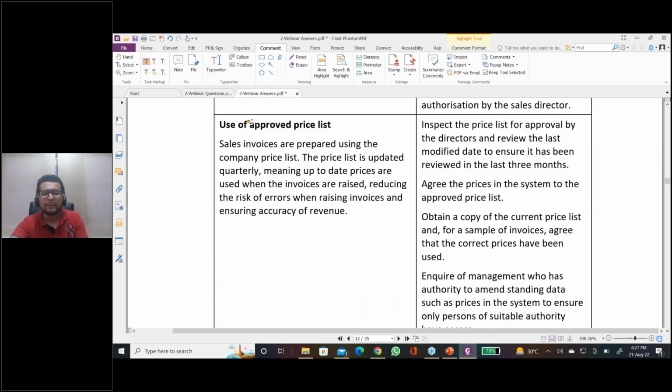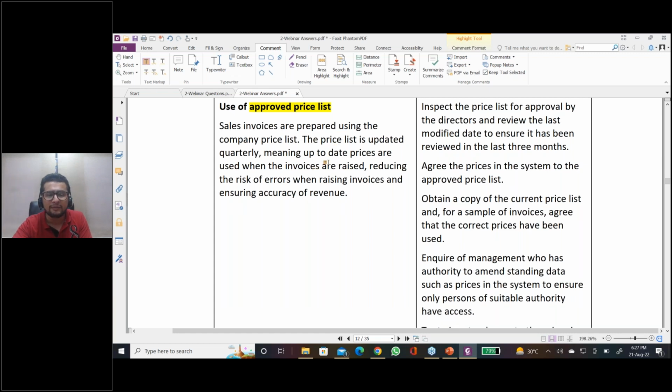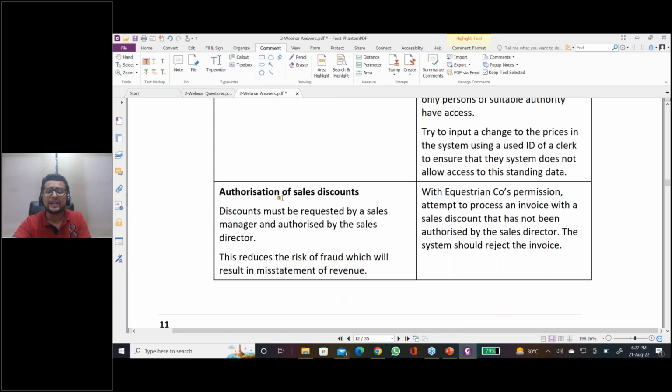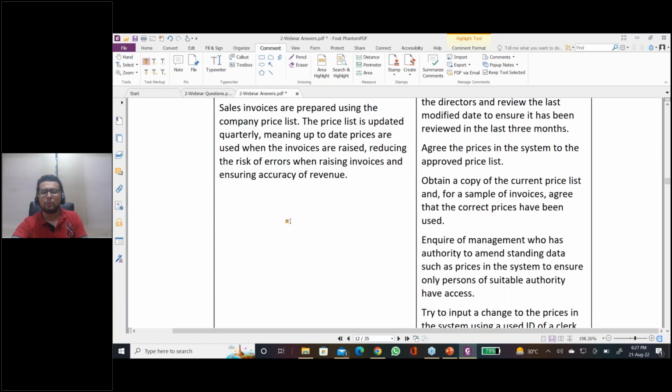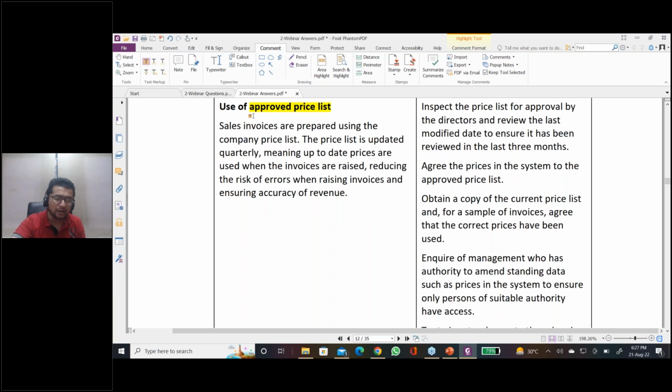Number one, they use an approved price list, so they cannot come up with their own price. Number two, if there is any discount, that discount is authorized by the sales director. So both of these are direct controls.